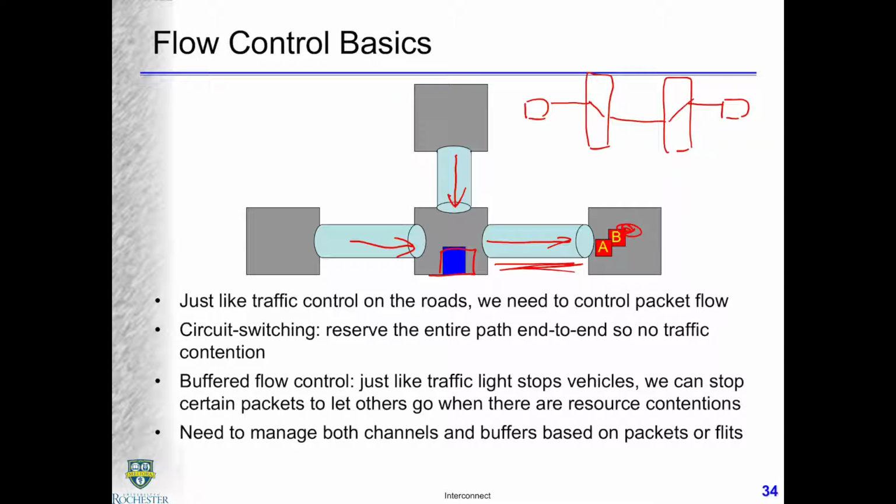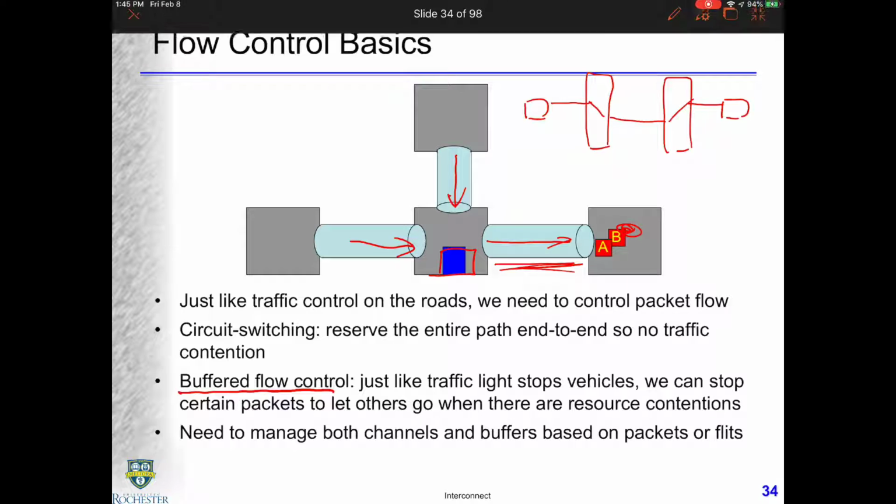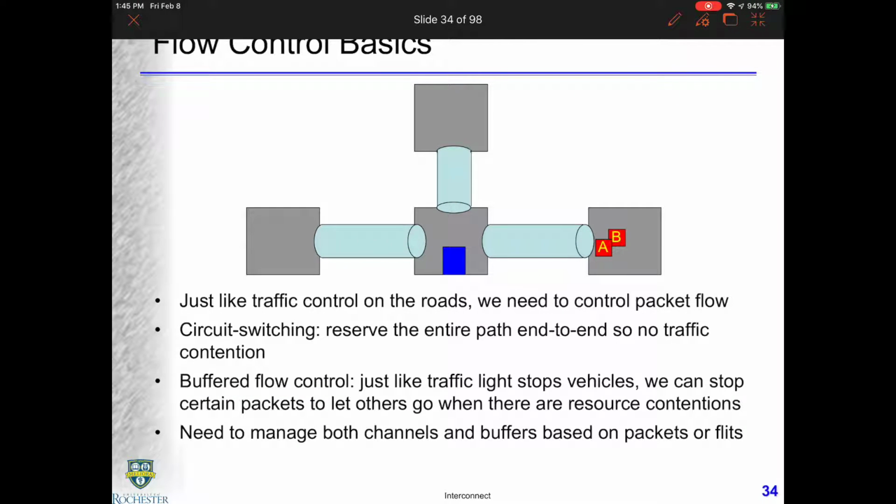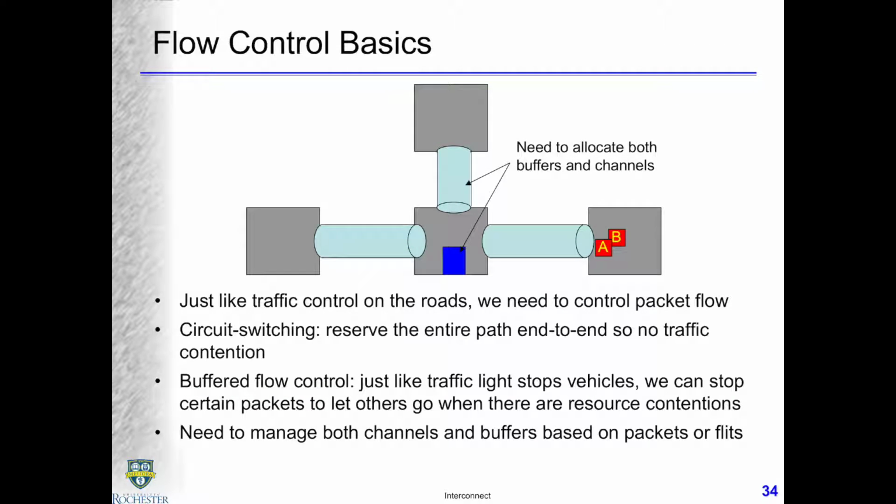Most of the networks today that we're dealing with, they don't have these long streams. So it's all packets, and we go with buffered flow control. So the things that we need to allocate here are twofold. The channels, who gets the channel, and the buffer, who gets the buffer. And you can allocate the channel and buffer at different granularity.